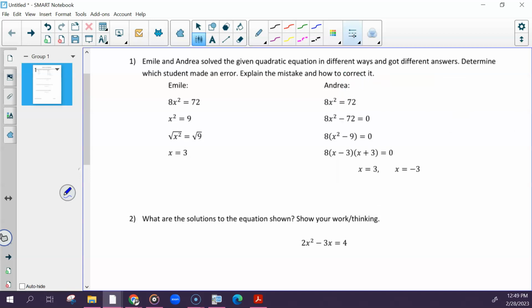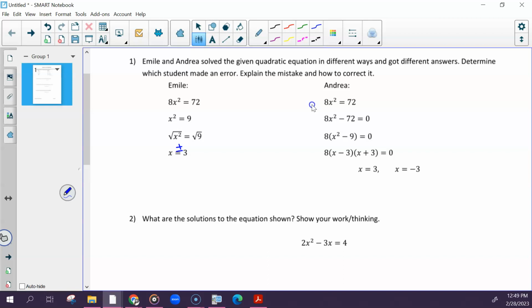For our methods of solving, we haven't talked about how to solve via factoring, which is what Andrea is doing. So Andrea's process is correct. Emil's process is also correct, except until this point. They forgot the plus minus. So they would have gotten the same answer. The only thing is they have that 8 on the outside. So if they both graphed it, they should get the same thing, but the zeros would be different.